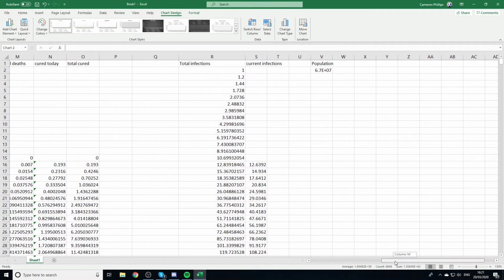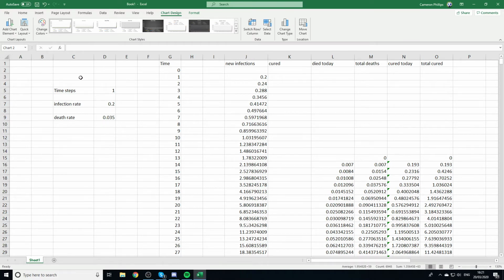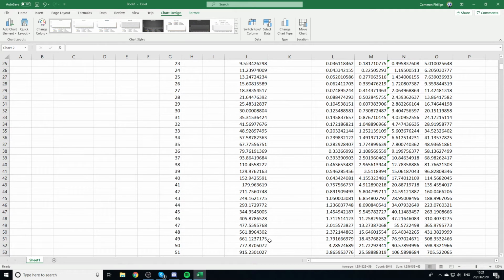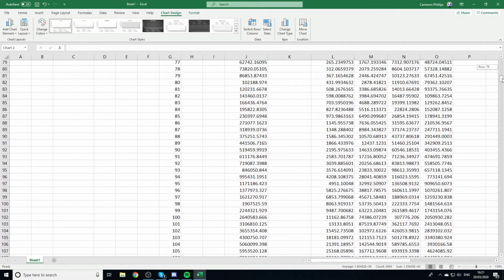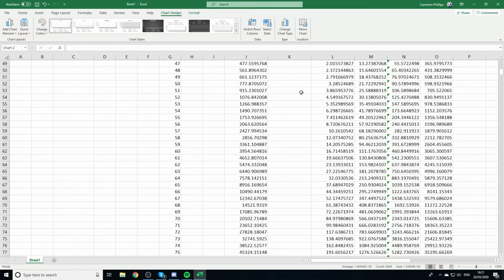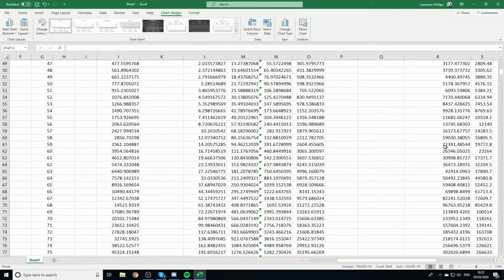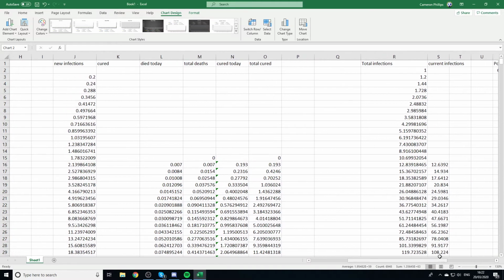Let's just go back to our graph. So we've got time and infection rate and death rate. Let's just have a look at this model. On day 50, 777 new cases. Died today, well, 3.2. But you can see 598, what's that column there? Cured today. New infections are going massive.